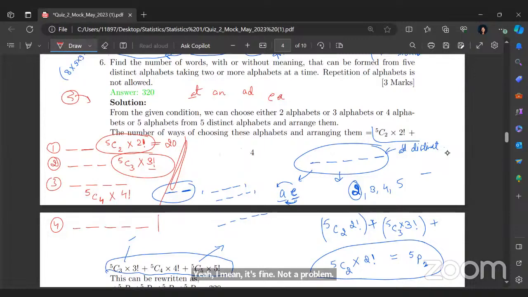Yes, ma'am, I did it in the permutation way and it gave the right answer. Yeah, directly it will give the right answer, no? Yes, ma'am. Yeah.